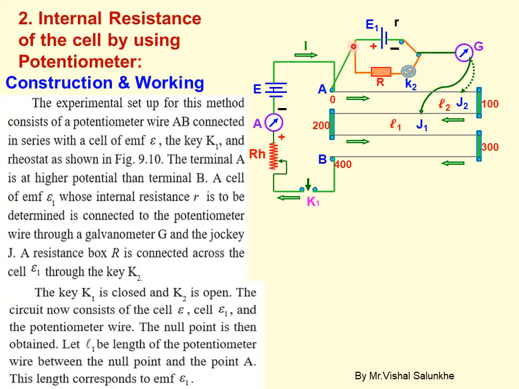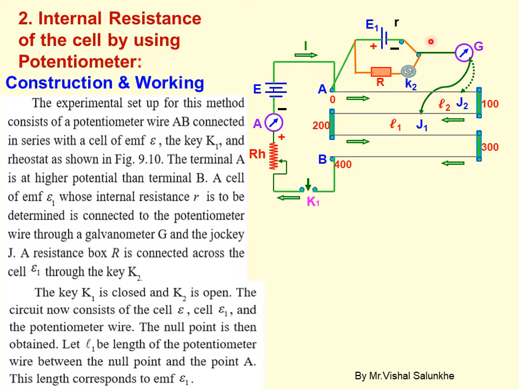Current will not go through the resistance box, isn't it? As the key K2 is open, the circuit now consists of cell E and cell E1, which means the current will flow in this direction. Are you getting my point? So both the EMFs, E and E1, both the cells, come into action in the circuit. Understood? And on the potentiometer wire, the null point is then obtained.